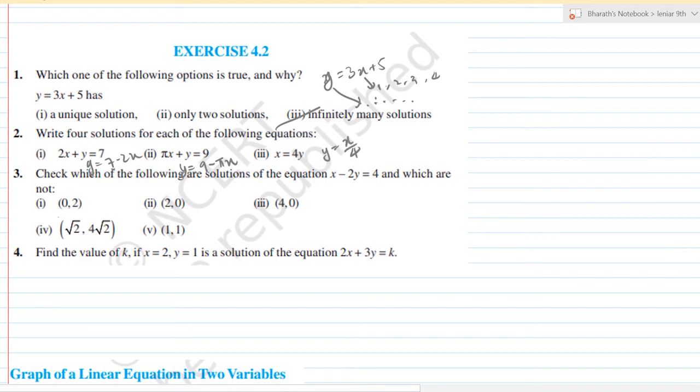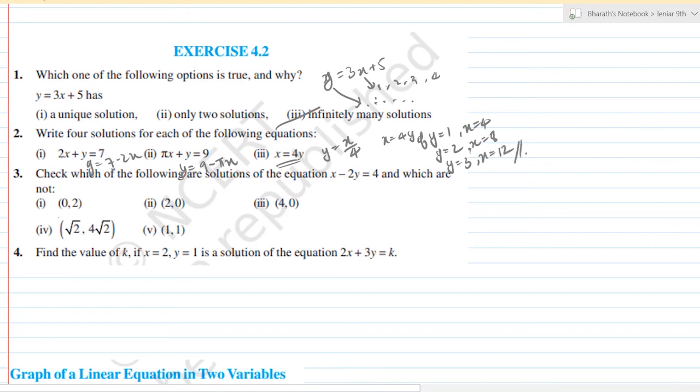You can also take the same equations, but instead of putting an x value, you can put a y value. Like for this, x is equal to 4y. If y is equal to 1, x is equal to 4. If y is equal to 2, x is equal to 8. And if y is equal to 3, 4 threes are 12.